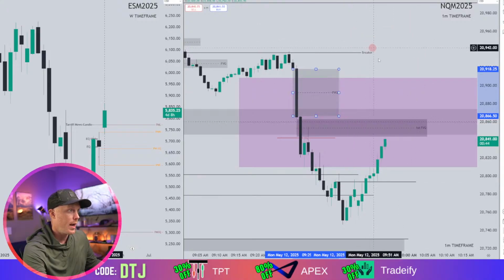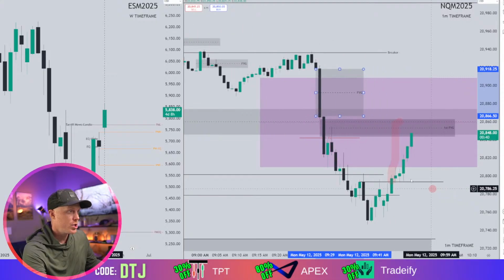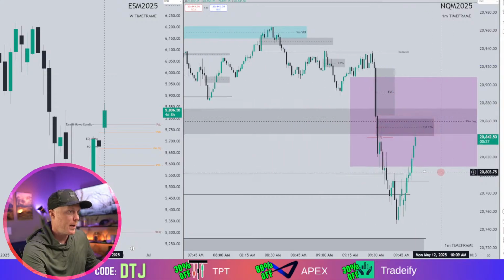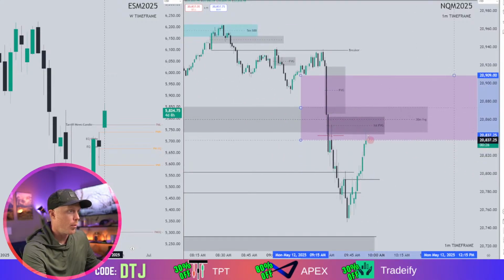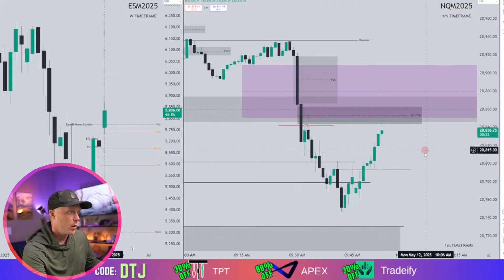That's the only way I'm going to take a long if we go past this level. We're watching equilibrium right now. Does price want to respect equilibrium? Does price want to respect this first presented fair value gap? What does price want to do? If price is going to respect it, then we could potentially look for our breaker to the downside. We could look for a move lower.